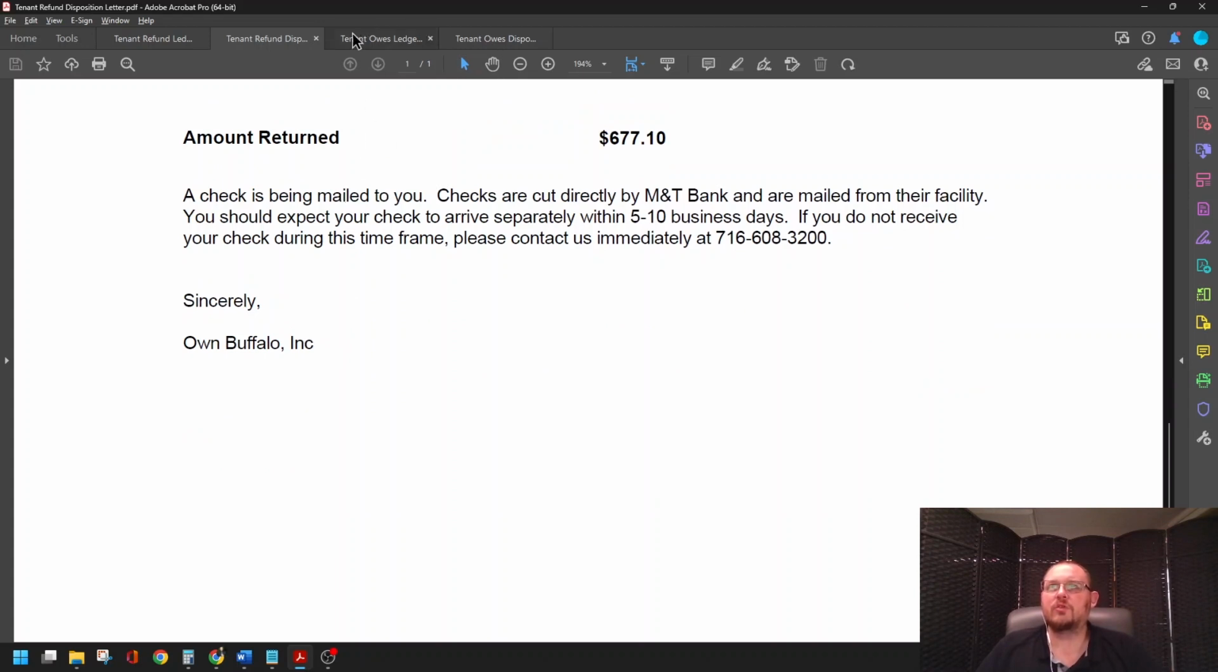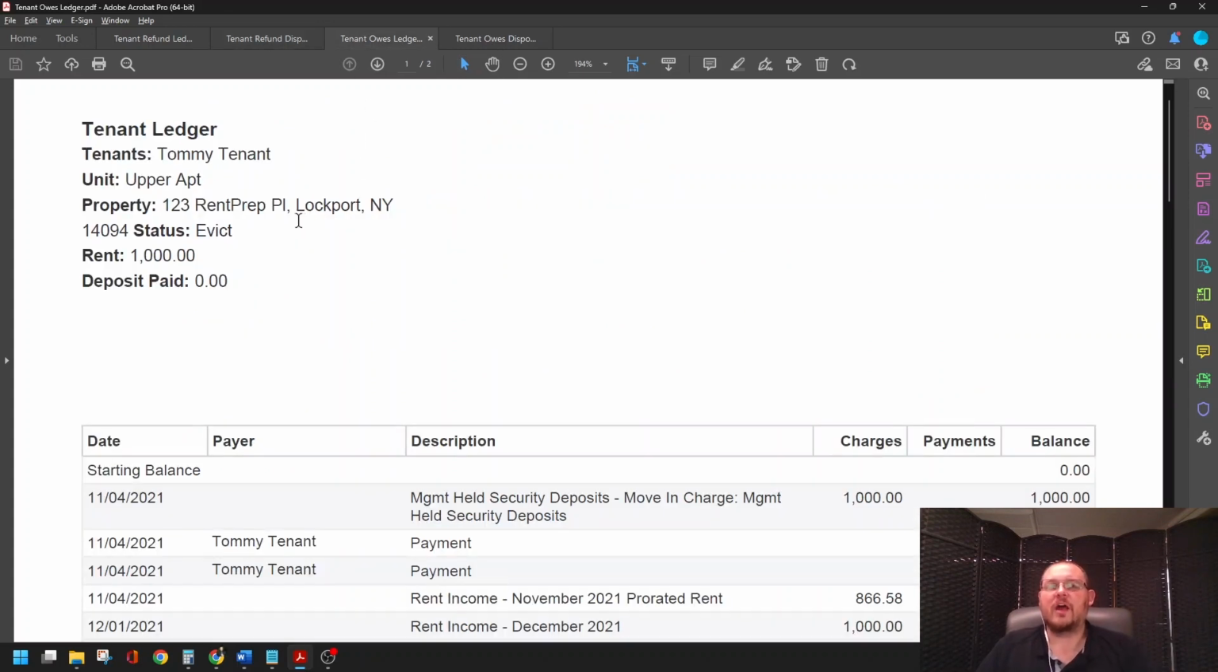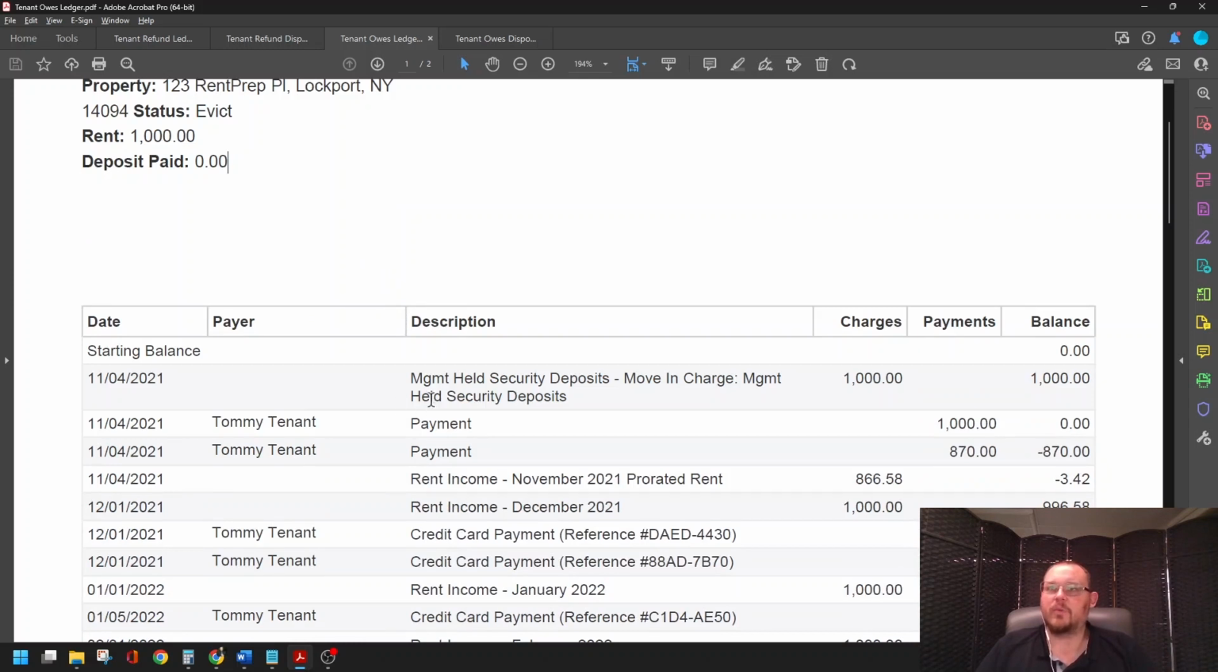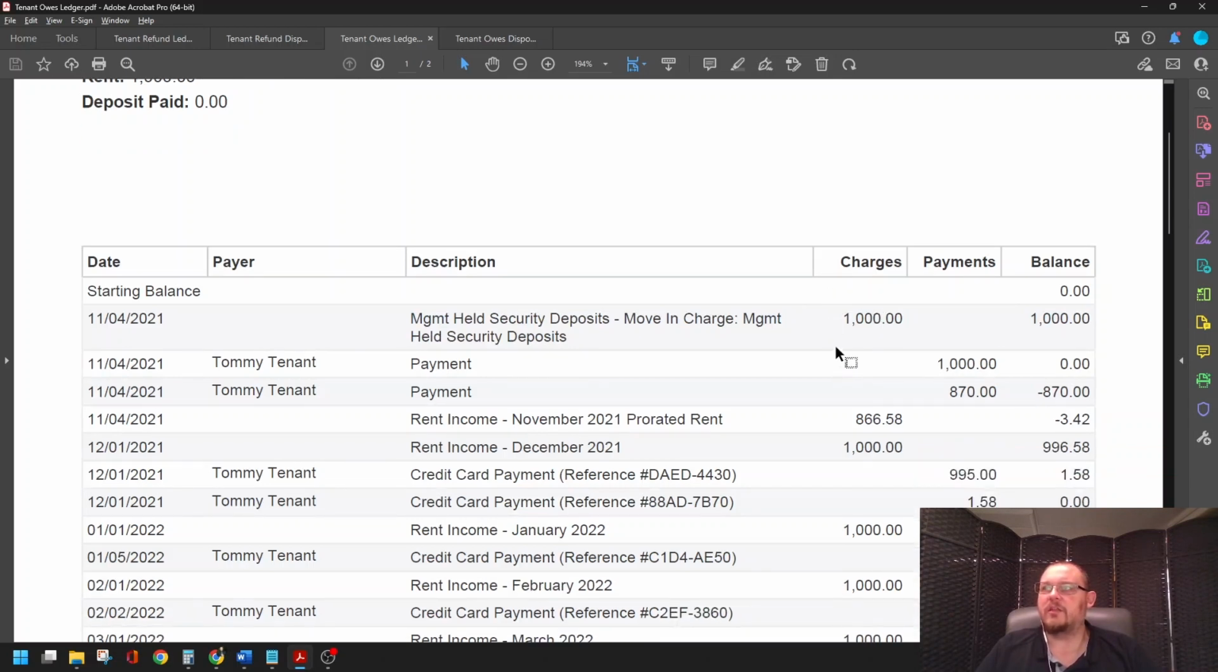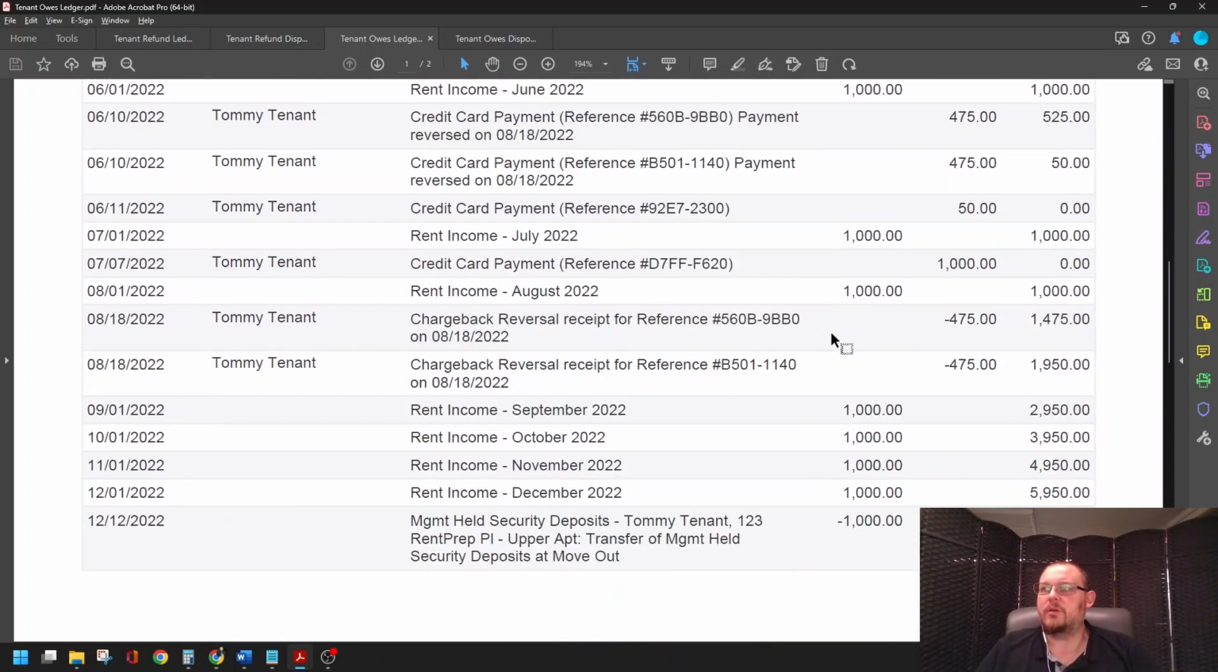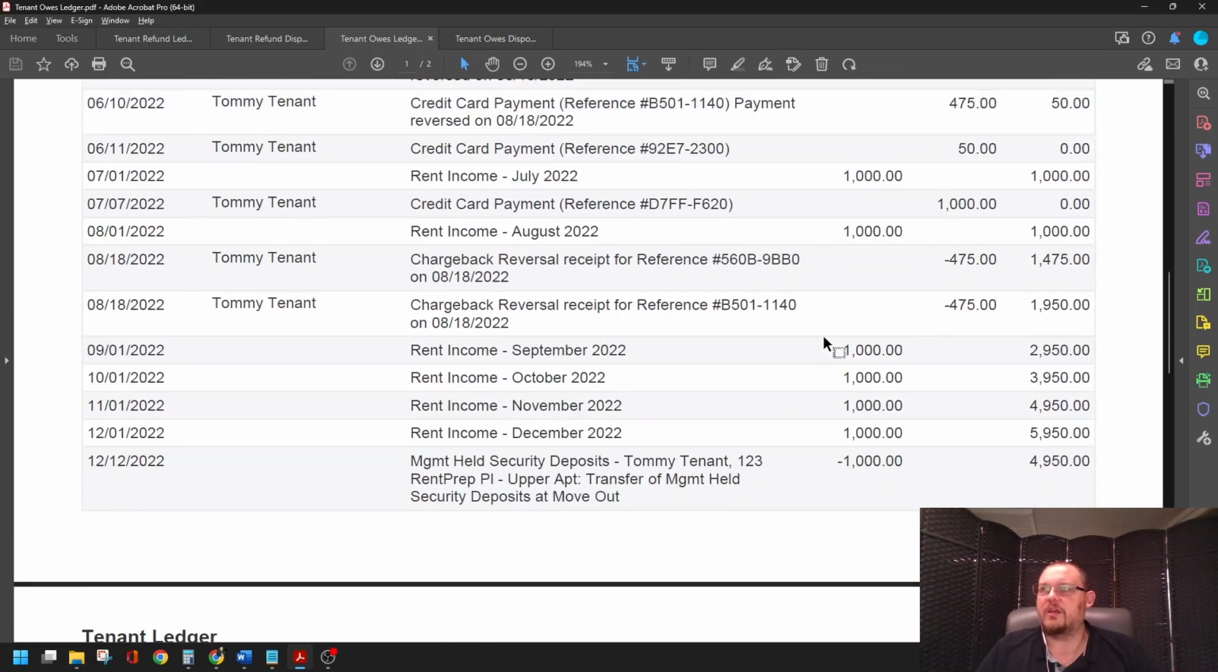Now we're going to jump over to our ledger where a tenant left owing us money. And you can see that this is Tommy Tenant. He lived at 123 RentPrep Place in the upper apartment, and he is in an eviction status with a rent of $1,000. And again, deposit paid 0. You'll see why when we get to the end of the ledger, because his deposit's already been disposed of. And again, here at the top, you can see management held security deposit. We did collect a $1,000 security deposit on this. The rest of the ledger is pretty mundane until we get down towards the end of it.